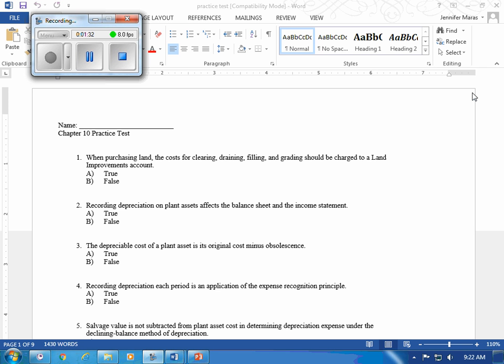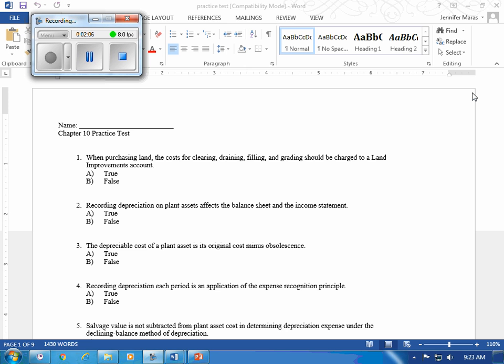To get the land ready to clear, drain, fill, and grade is not a land improvement. Land improvements would be more of like the shorter lifespan, the shrubs, the parking lot, the fence, all that. Number 2 is true. The balance sheet account affected is what's called accumulated depreciation, which is a contra asset. The income statement account is usually what's called depreciation expense, or depletion expense, or amortization expense. It's an expense.